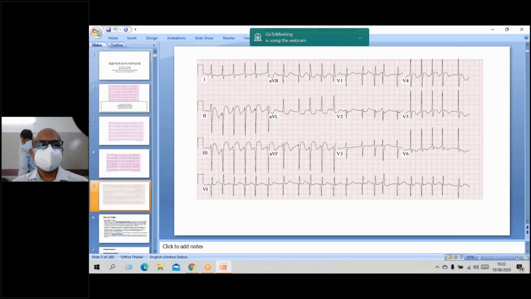You will see this ECG. There is some etiology. From this ECG, there will be some etiology to reach your diagnosis. ST elevation in 2, 3 and aVF, ST elevation as well as pathological Q waves.